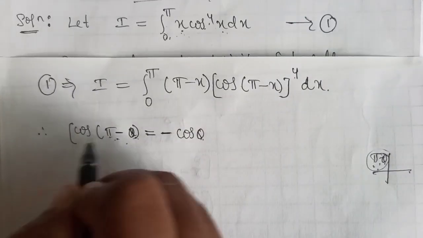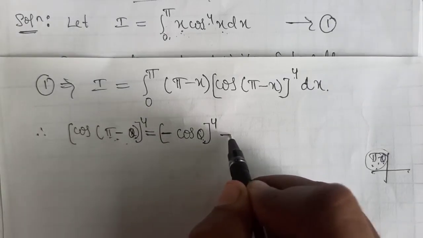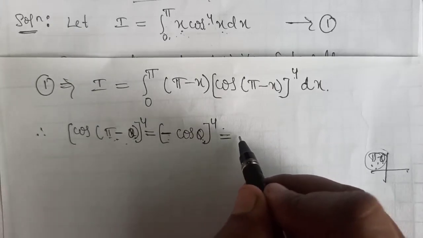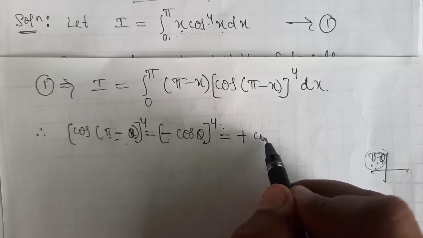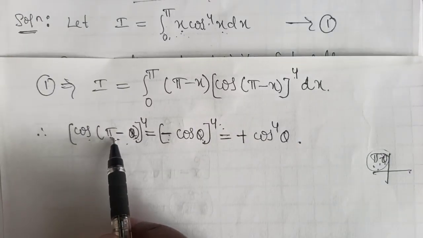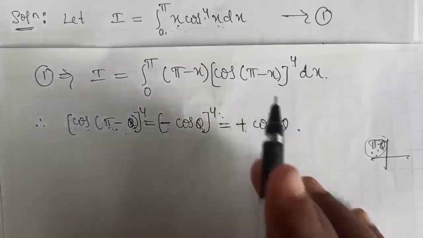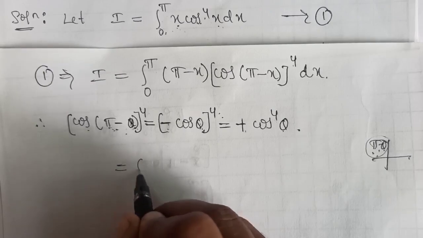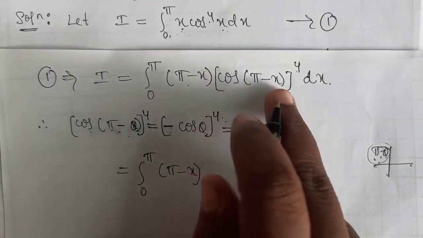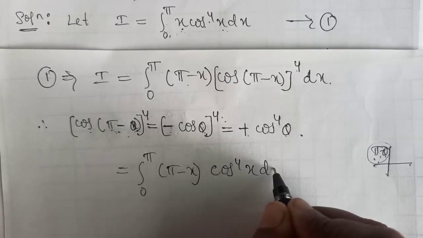So if I apply power 4, then also on the right side we get power 4, which can be written as minus 1 power 4, we get plus cos power 4 theta. Okay, therefore we get cos of pi minus theta power 4 value is equals to plus cos power 4 theta. So therefore here we get integration 0 to pi, minus x as it is, cos of pi minus x whole power 4 can be written as cos power 4 x into dx.